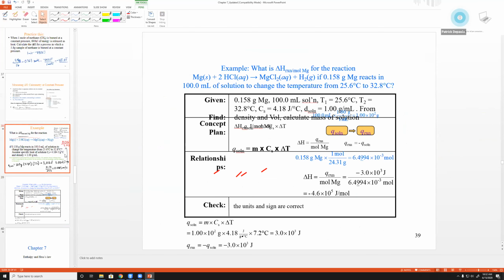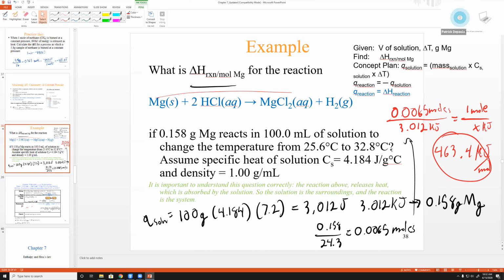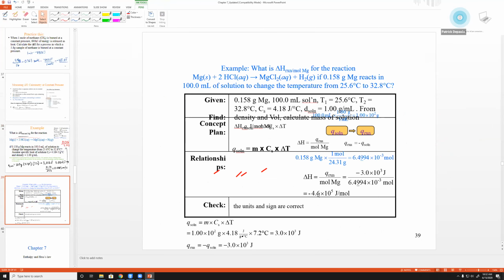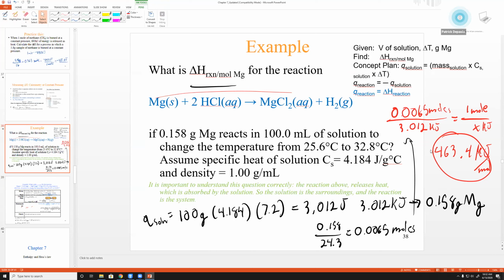Also, this is being released. So you get that. They got it in joules per mole, and we just did it in kilojoules per mole. This would be negative. Let's make it right.